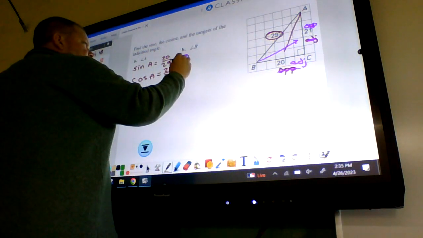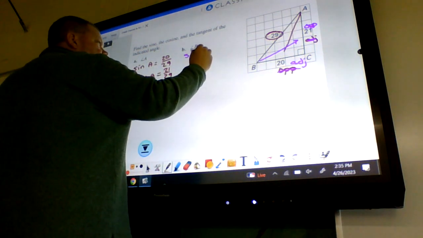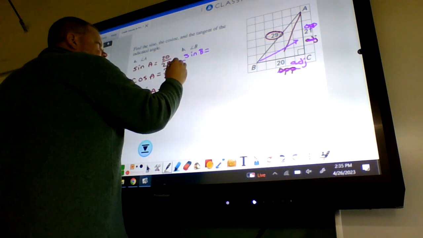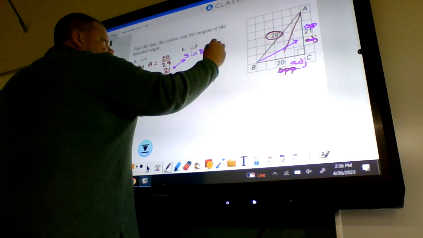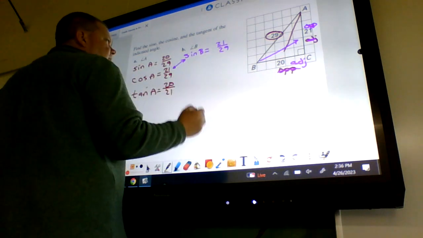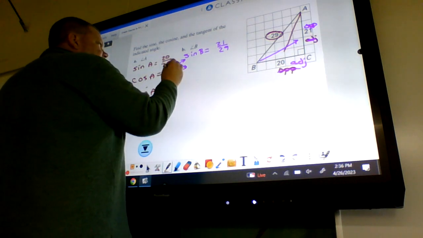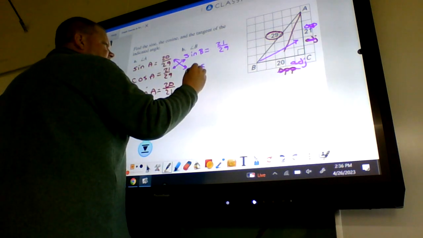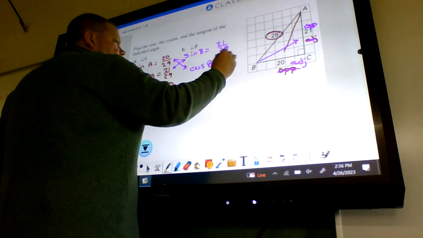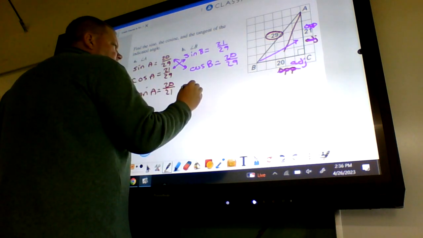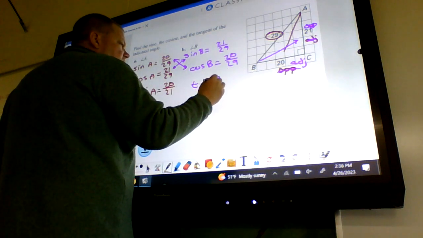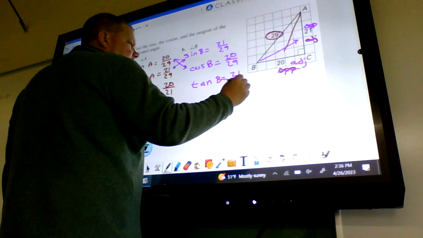So when I go to do the sine of B, remember that's equal to the cosine of A. These two things are the same. So I can just go with 21 over 29. Similarly, my sine of A is going to equal my cosine of B, and I can just use 20 over 29. And finally, the tangent of B will be 21 over 20.